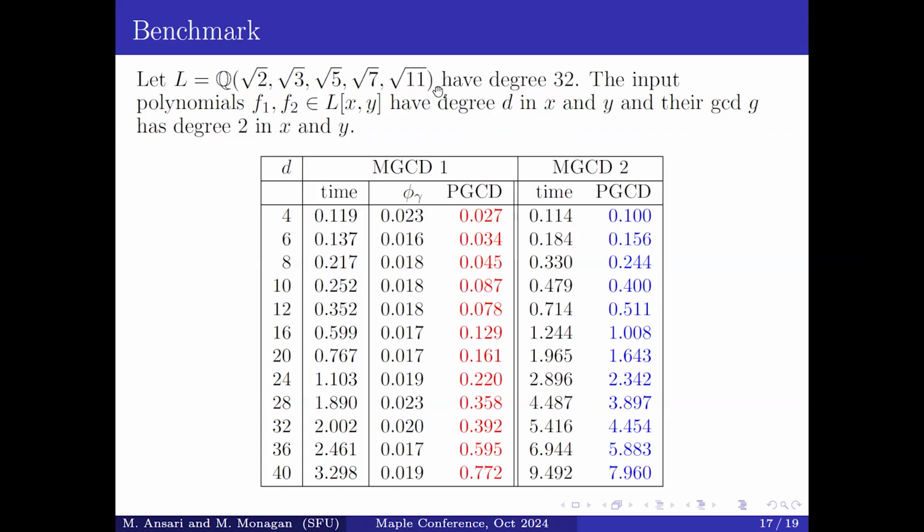with degree 32. Here again, MGCD1 uses phi gamma to map polynomials over multiple extension quotient rings into their corresponding polynomials over a single extension quotient ring. And here is MGCD2, which doesn't use phi gamma. As you can see, when we use phi gamma, the time that we need for PGCD is by far less than when we don't call phi gamma.